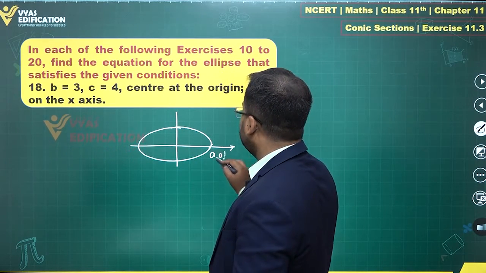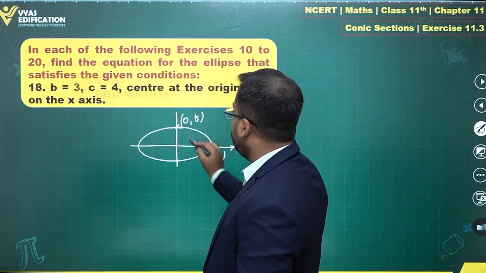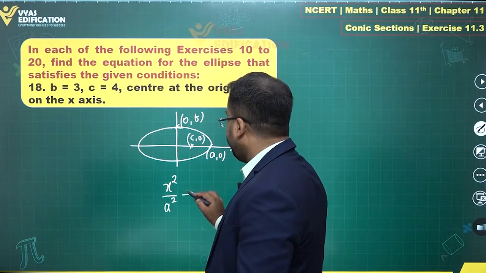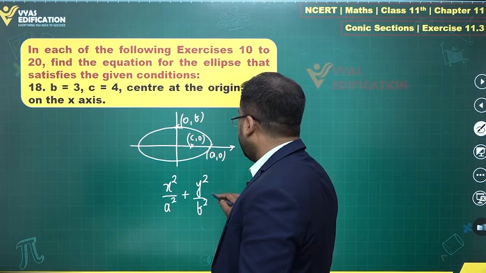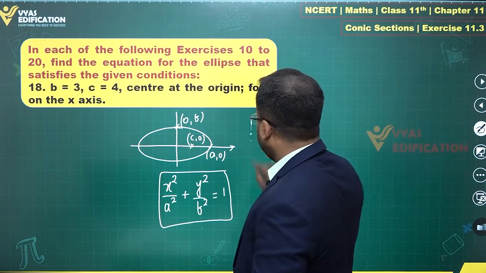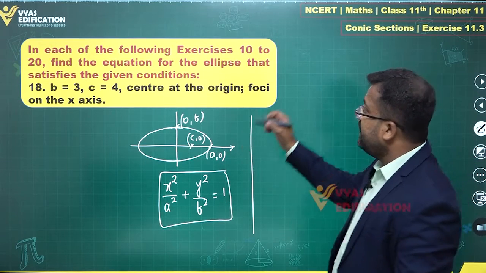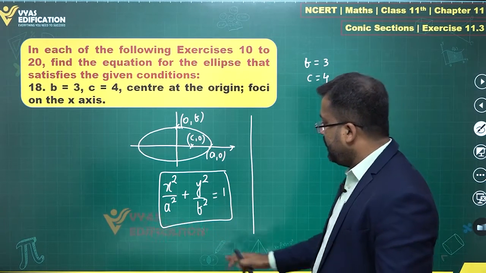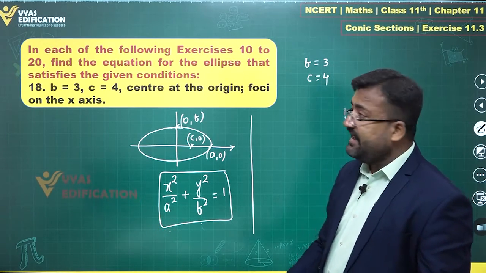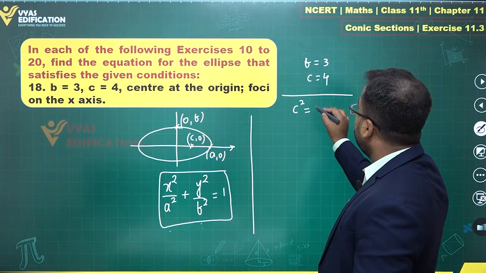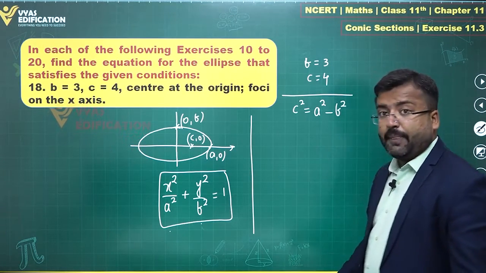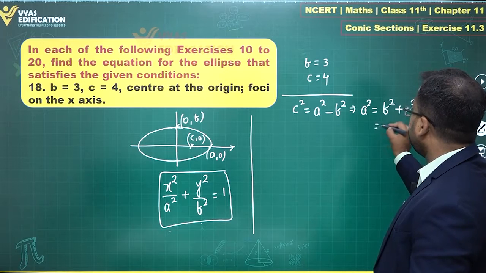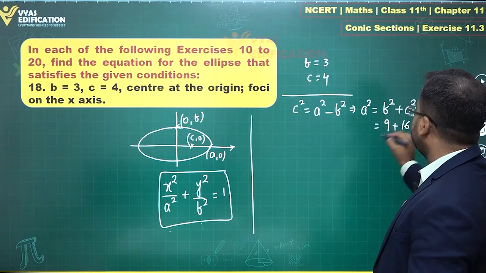This is a comma 0, 0 comma b, and this here is c comma 0. Equation is x square upon a square plus y square upon b square is equal to 1. For this standard ellipse, it is given that b equals 3, c equals 4. We are given b, but not a. Can we find a? Yes, we know the relation between c square, a square, and b square. So a square is equal to b square plus c square. What is that? 9 plus 16, which is 25.